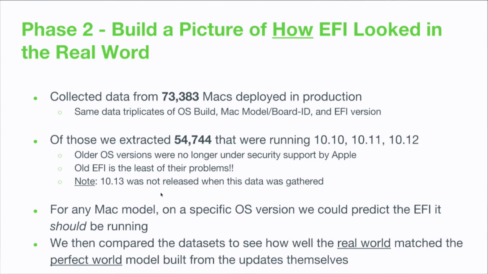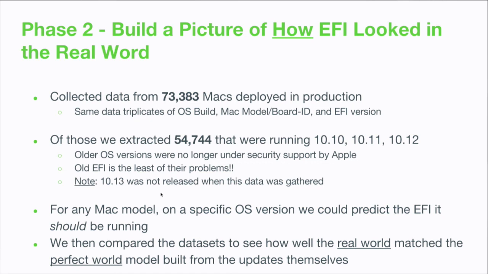Of those 73,000 systems, almost 55,000 of them were running 10.10, 10.11, or 10.12. At the point in time when we were doing this research earlier in the year, 10.12 was the most recent version of OS X or macOS, and 10.11 and 10.10 were the versions still seen as security supported by Apple. So we constrained the real-world data set to systems running 10.10, 10.11, or 10.12. Quite honestly, if you're running a version of OS X older than 10.10, EFI security is the least of your problems. So we cut down this data set to about 55,000.